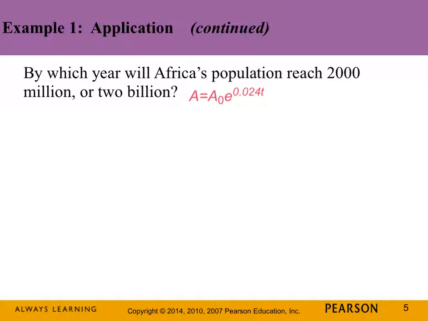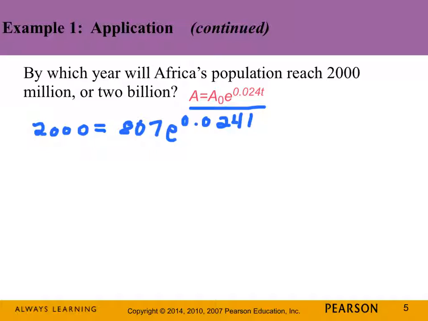Okay, next we're asked by which year will Africa's population reach 2,000 million, or 2 billion? Okay, so we know at least what our model equation is, and I have that right here. So we want to know when it will reach 2,000 million equals, and remember the amount in 2000 was 807 times e to the 0.024, because now we know what k is, times t. That's what we're trying to find out. By which year? By what time?